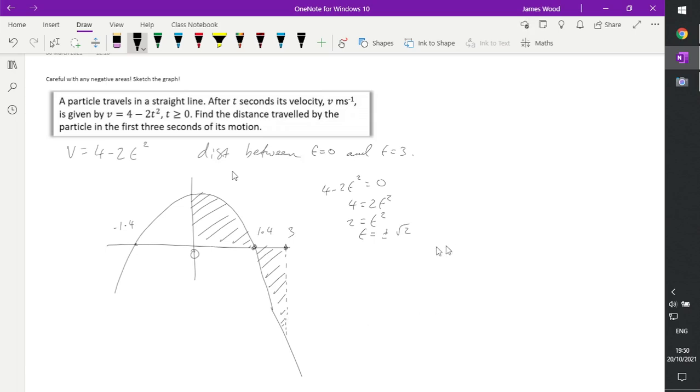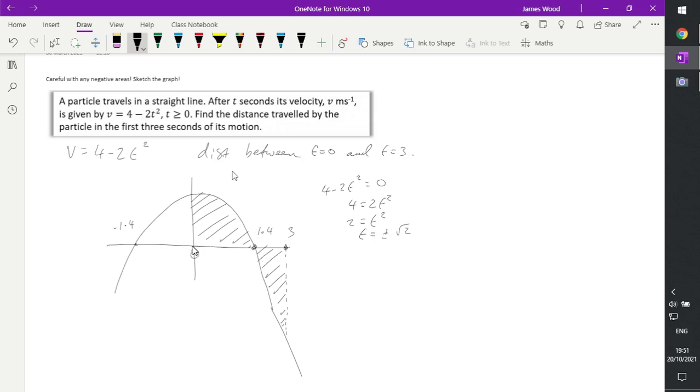Now you can notice that some of it's going to be positive and some of it's going to be negative. If they asked for the displacement, then that would just be the integral between 0 and 3. So it would be this area minus this area. That would be your net area, your displacement, because displacement is a vector. However, we've been asked just for the distance, so what we want is just the raw area. We don't care if it's negative or positive, we just want to know how much area in total is there, how much distance in total has been covered.